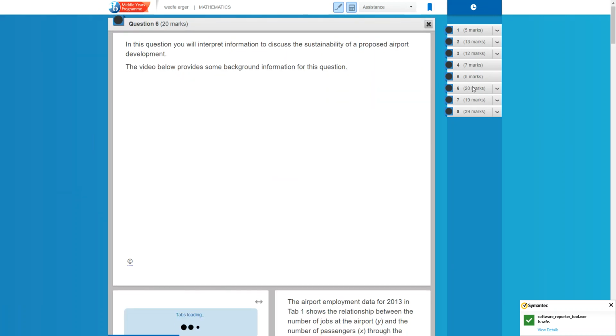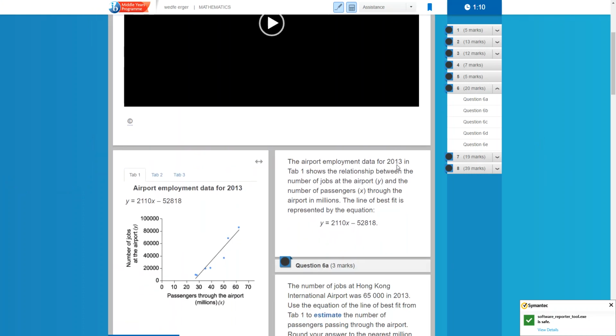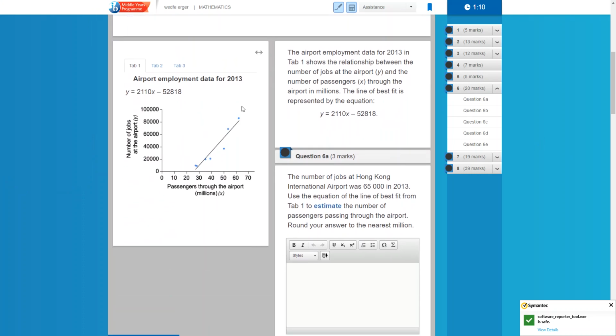Alright, going on to question 6. Proposed airport development. Okay, so we've got a relationship between the number of jobs in an airport, which is y, against passengers, which is x, given the line of best fit. And we have to estimate from this the number of passengers passing through the airport. So when the number of jobs was 65,000, 52818, and that is x. So we're trying to find out what x is.